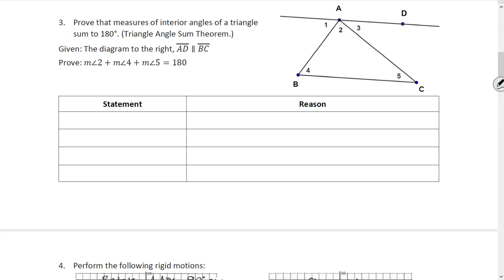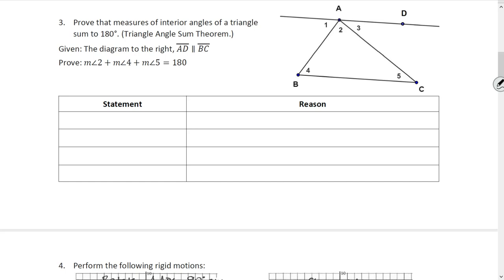Okay, now, let me give you a warning. When we learned this before, I was not making a huge deal about start with the given. You can, for the first statement, write down the given and have the reason be given. That's fine, okay? If you do that, you'll have an extra line at the bottom, which is also fine. You can feel free to add more statements, but you don't have to.